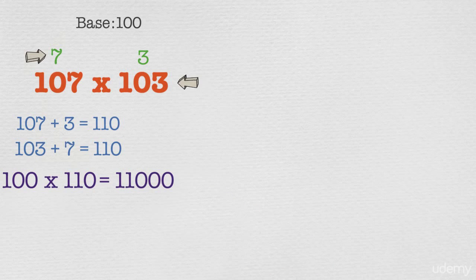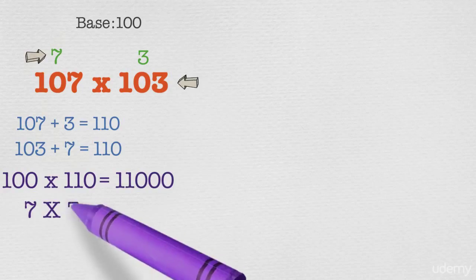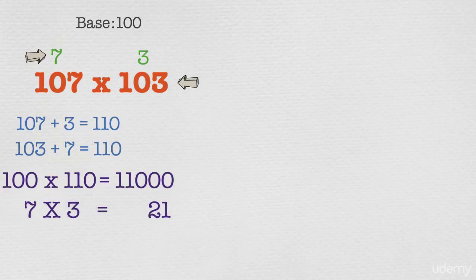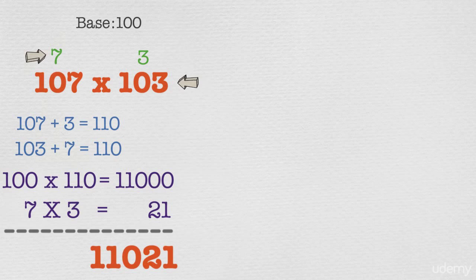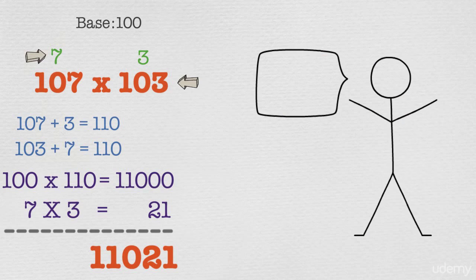We end up with 11,000. Our next step is to multiply the difference numbers. 7 times 3 is 21. And on adding both results, we get 11,000 and 21.